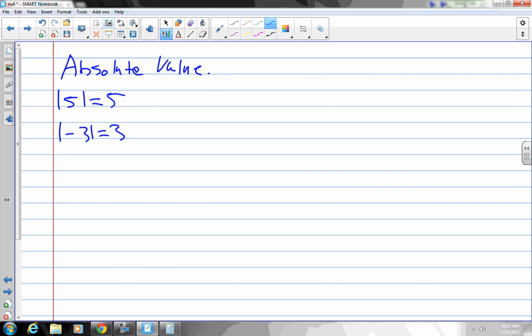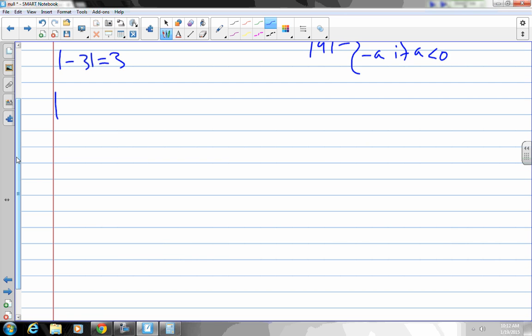Multiply by negative, right? So the absolute value is really a piecewise function. It's either a if a is greater than or equal to 0, or negative a if a is less than 0. So if a is negative, you make it negative of a negative, that makes it positive, right? Because if I get all kinds of mean on you and I ask you, what is the absolute value of square root of 5 minus 2?